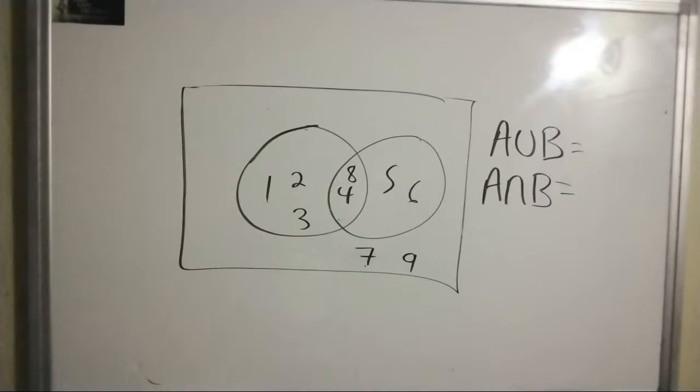Alright, what would be A intersect B and A union B?